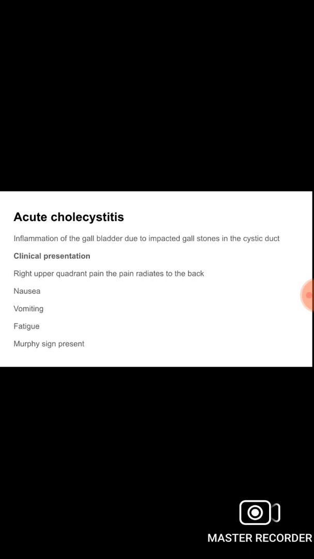So let's start with acute cholecystitis, inflammation of the gallbladder due to impacted gallstones in the cystic duct. Clinical presentation includes right upper quadrant pain that radiates to the back, don't forget that, nausea, vomiting, fatigue, and this also has Murphy's sign.